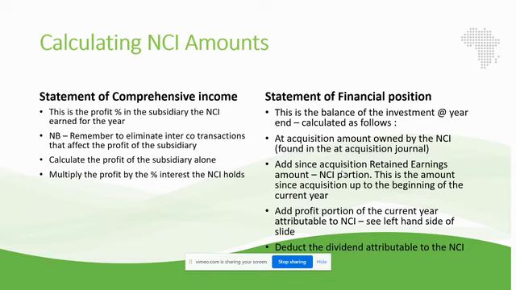You would need to know to eliminate any intercompany transactions that would affect the profit of the subsidiary. This you would have to look through in your additional information. You will calculate the profit of the subsidiary and then multiply it by the percentage interest in the NCI.